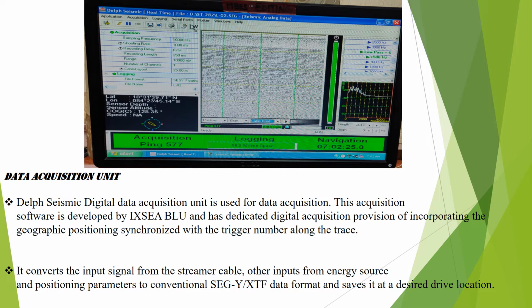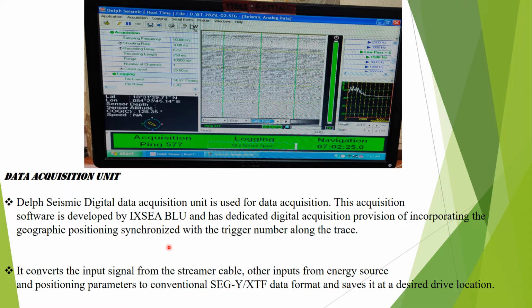Now, after the signal is received by the receiver, there is a data acquisition unit. Generally, a deep seismic data acquisition unit is used. You can see that it is used for data acquisition, and it is developed by IXSEA Blue, dedicated to digital data acquisition. It has the provision of incorporating the GPS system, which is synchronized with the trigger number. Trigger number is related to the source or the ping, how the power source generates the trigger, which is synchronized with our GPS.